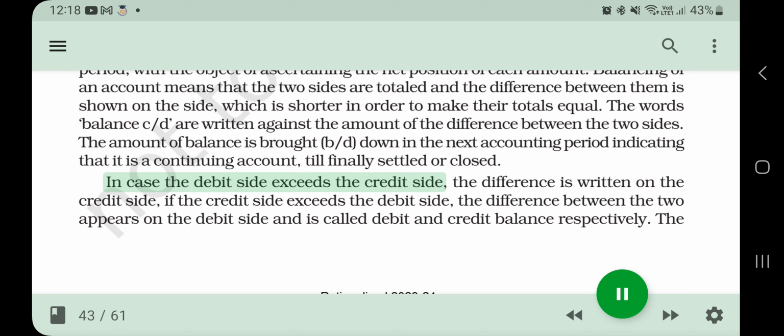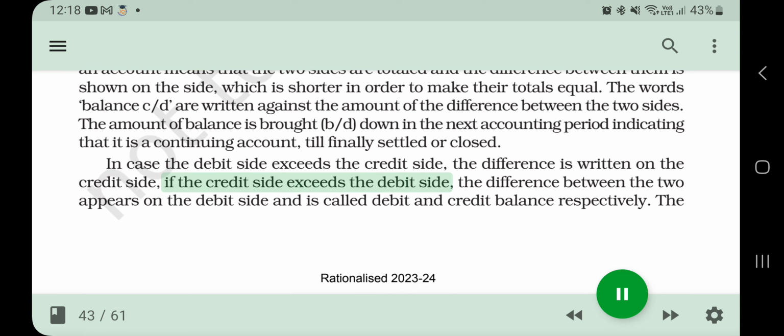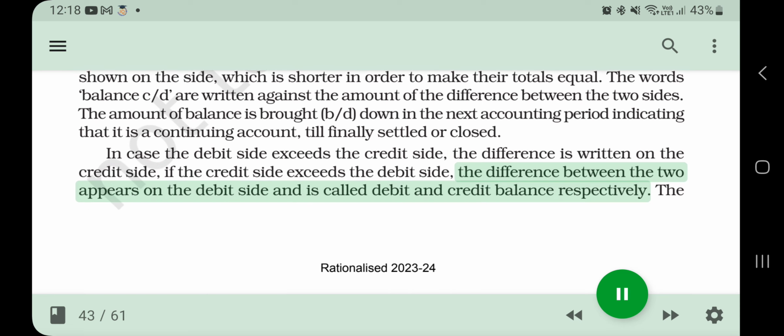In case the debit side exceeds the credit side, the difference is written on the credit side. If the credit side exceeds the debit side, the difference between the two appears on the debit side. These are called debit and credit balance respectively.